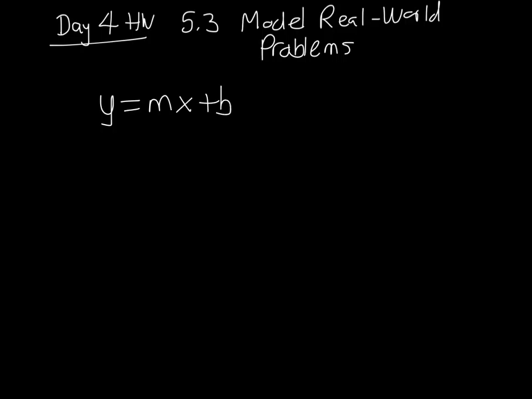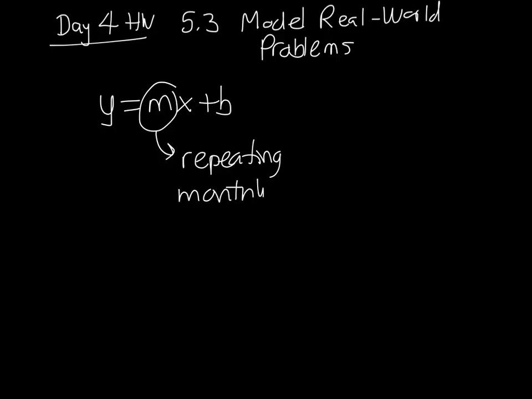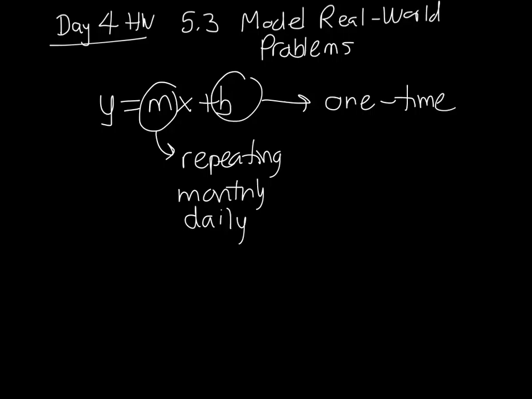And in this, we're always going to have our slope, and the slope will represent something in the problem that keeps repeating. Something that happens over and over again. Like it may happen monthly, or daily, or yearly, or by the minute, but something that's happening over and over again. And our b will be something that's a one-time factor, something that happens just once, and it's usually at the starting place for whatever we're dealing with in the problem.